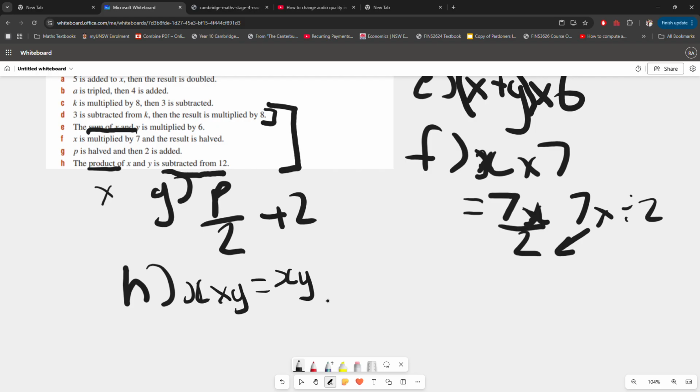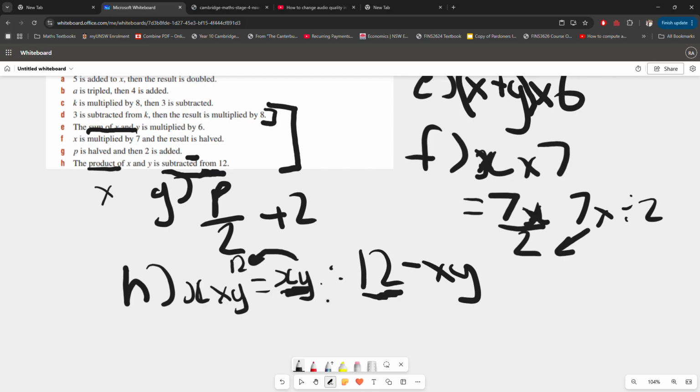Again, we've got this thing from 12. Subtracted means minus, and then we've got the number, but it says from 12. So xy is subtracted from 12. Therefore it's 12 minus xy, because 12 is where we're starting, because it's subtracted from 12.